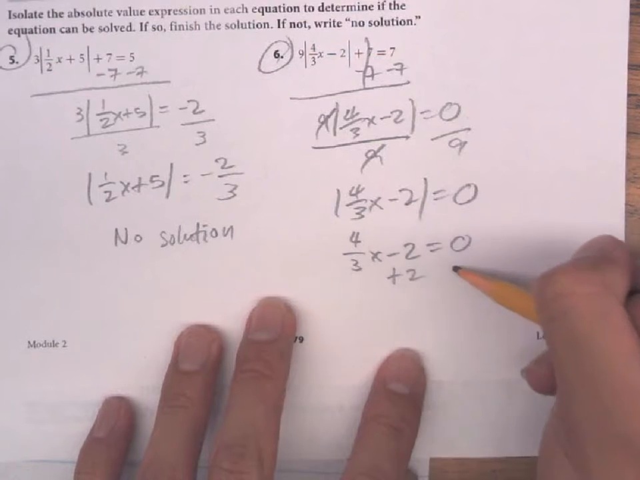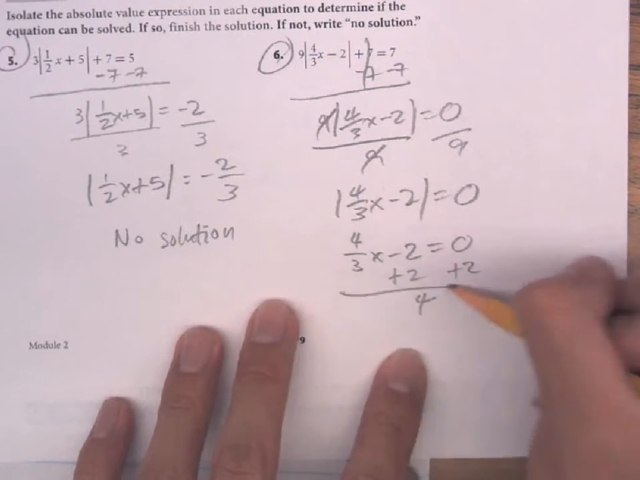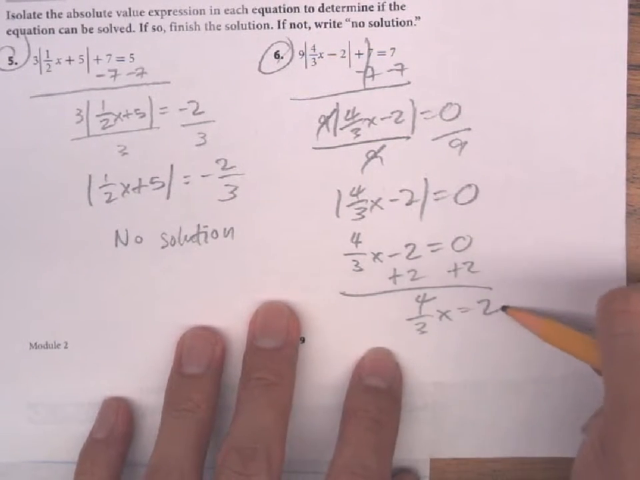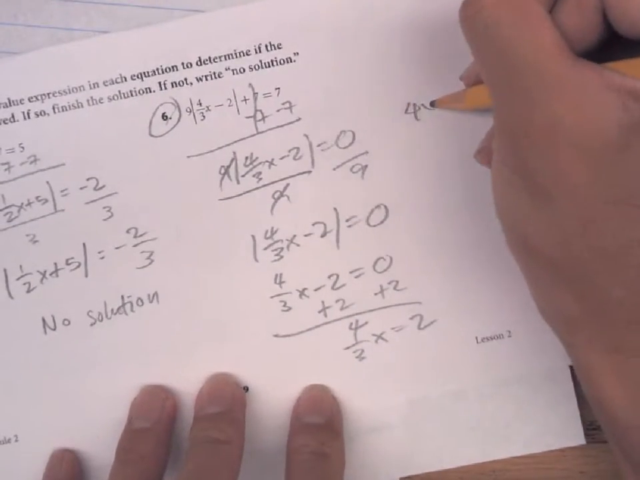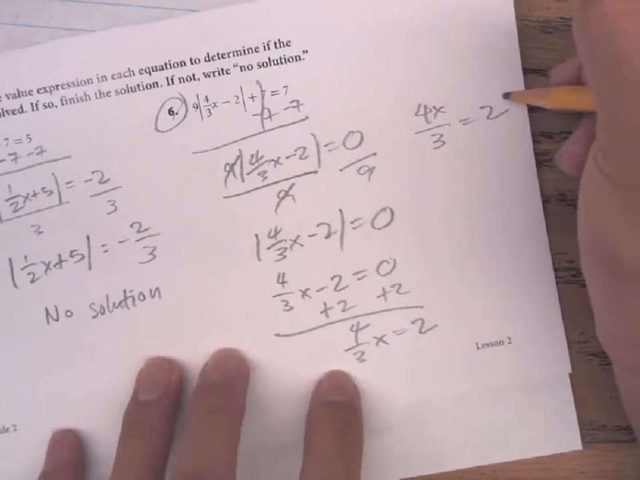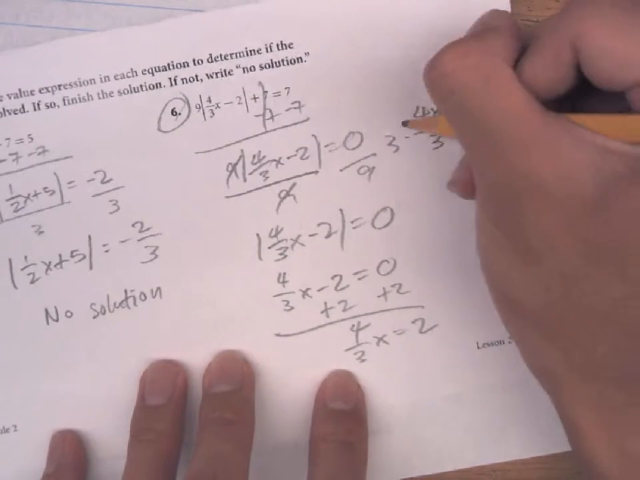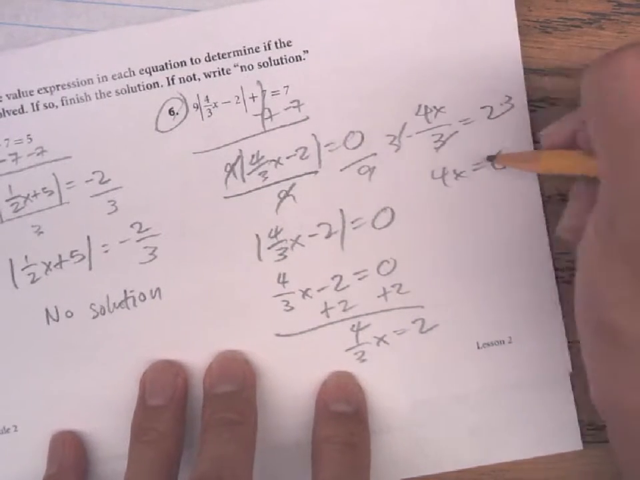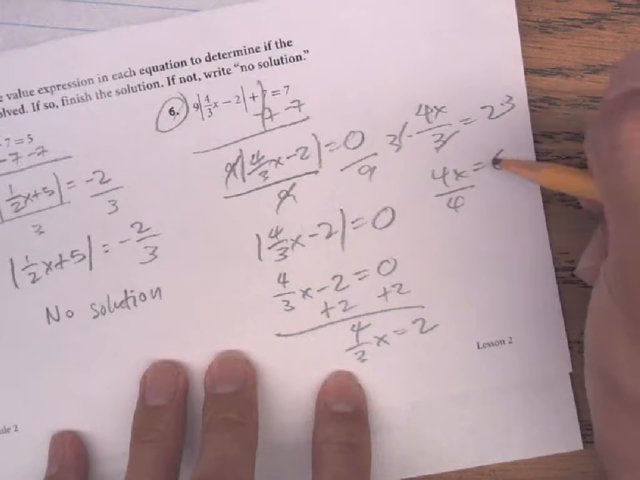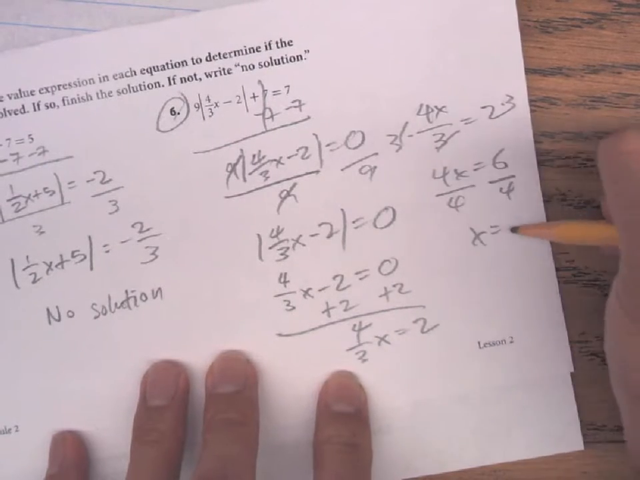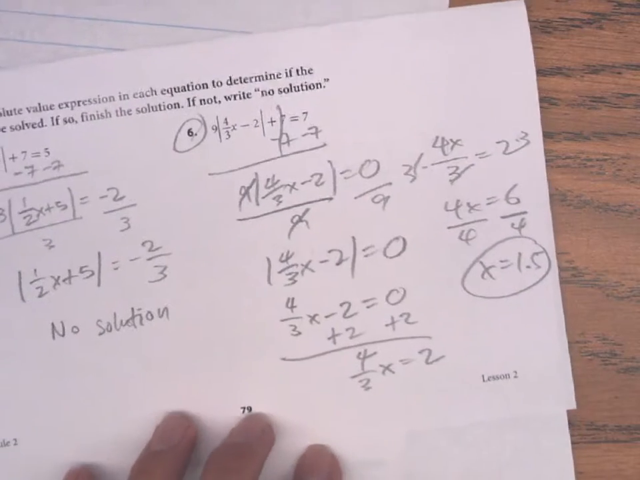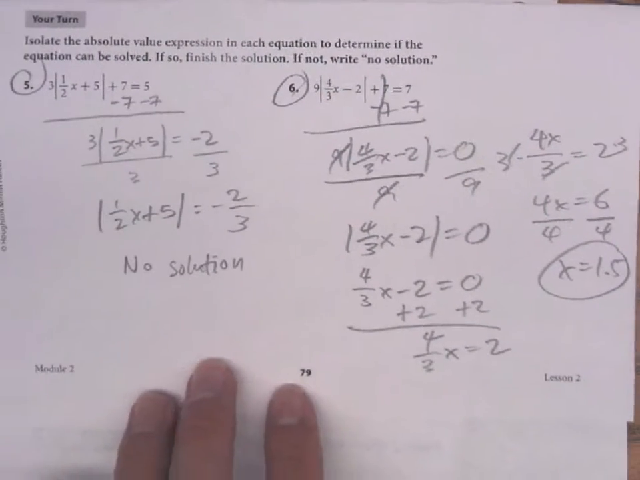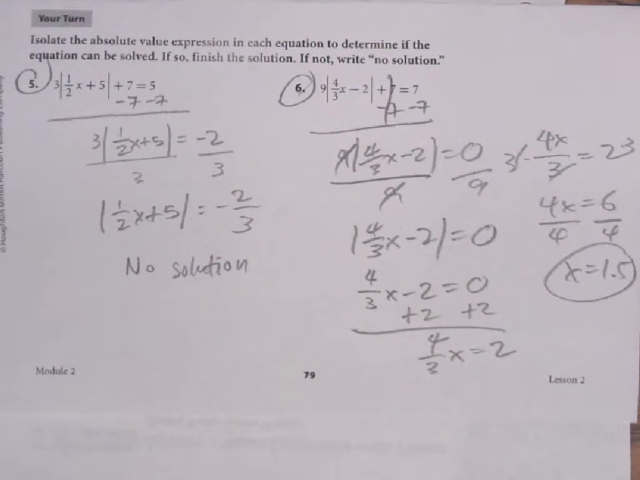Solve for x. Add 2 to both sides. This is 4/3 x equals 2. If you guys do not like it this way, change it to 4x over 3 equals 2. Multiply by 3 on both sides. 4x equals 6. Divide by 4. X is 6 divided by 4, which is 1.5. And you're done. Whew. Okay.